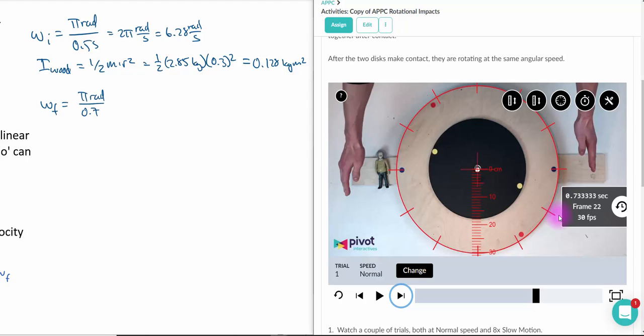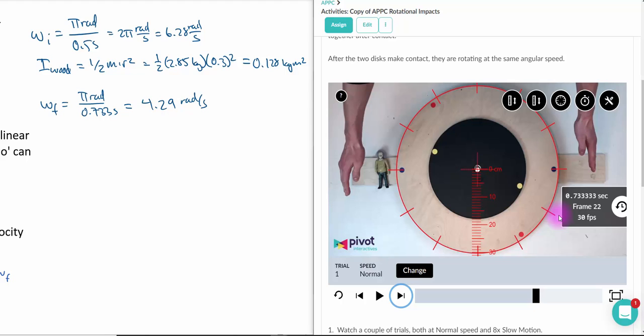Which would give us an angular velocity of, I'm trying to use the correct number of sig figs here. Life is not treating me well on the calculator end of things. There we go, 4.26, I'm sorry, 4.29. So that's what we're getting at the end.